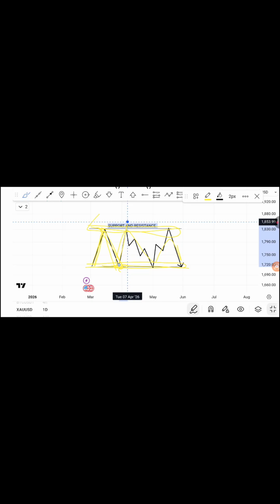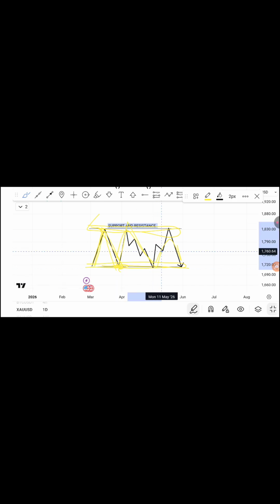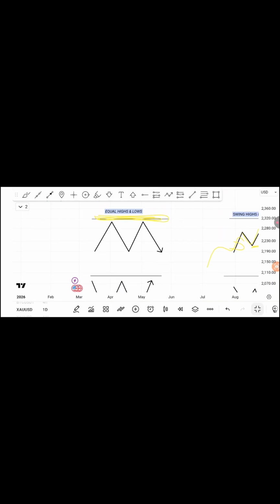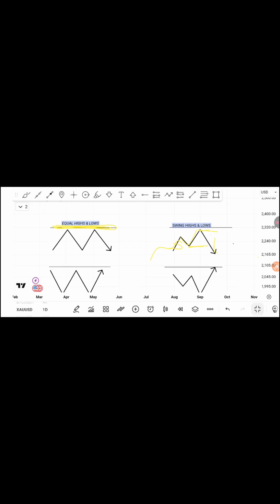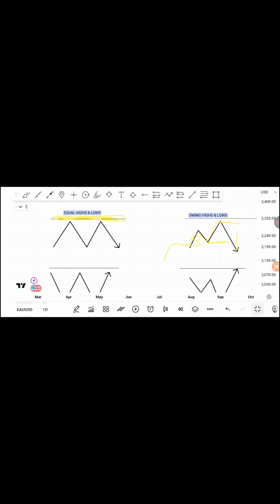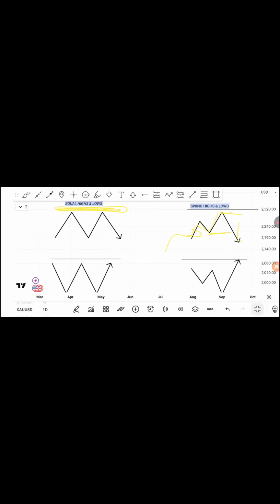So as I said earlier, the market needs liquidity to move. The market moves from one liquidity pool to another, right? So the market will just be grabbing liquidity up and down, up and down, up and down, just like that. So this is it, right? I hope you understand what I just showed you. This is just a scenario I want to show you.